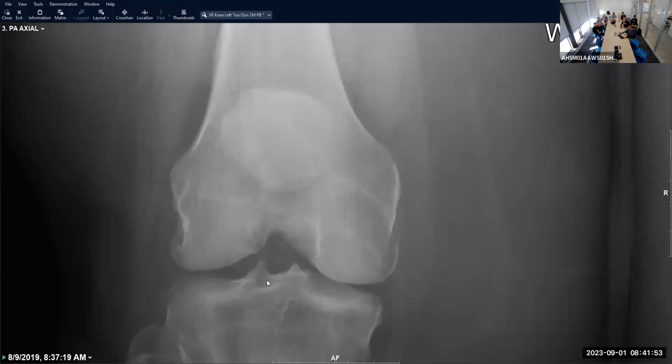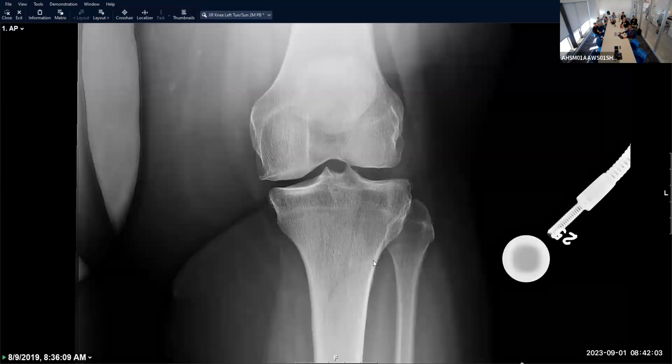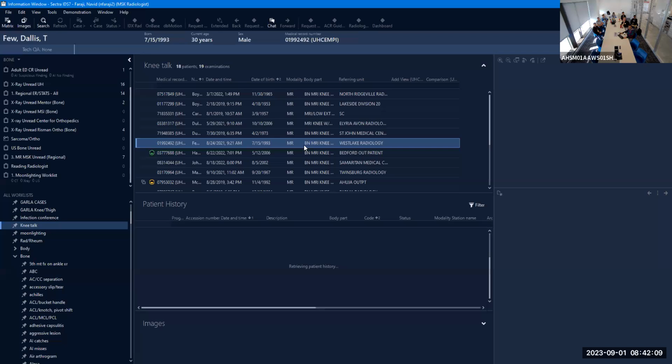Tunnel view is really good for marginal osteophytes, just at these little margins of the periphery of the femoral condyles. You can see little tiny bony spurs, which are more obvious in this particular person, but you can see them a lot earlier, particularly in athletes who use their knees a lot.